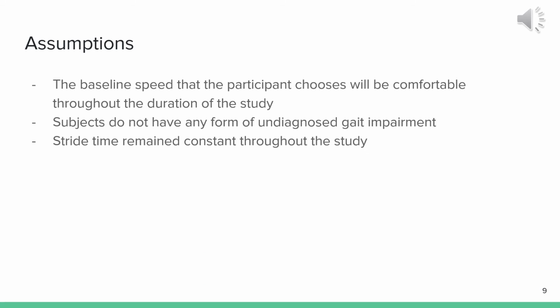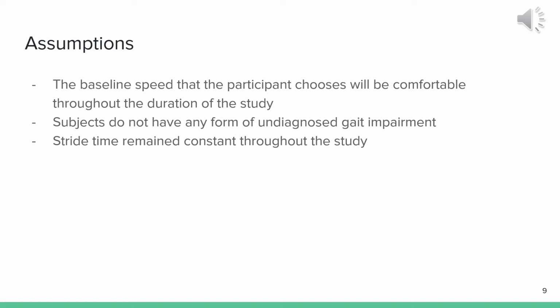Before we move on to the results section, we should probably go over some of the key assumptions we made while putting together this trial. First one is that the baseline speed that the participant chooses will actually be their comfortable speed throughout the duration of the study. That is not actually true because when people are walking over ground, their comfortable speed tends to change depending on their fatigue level, the type of ground they're walking on, and many other factors.